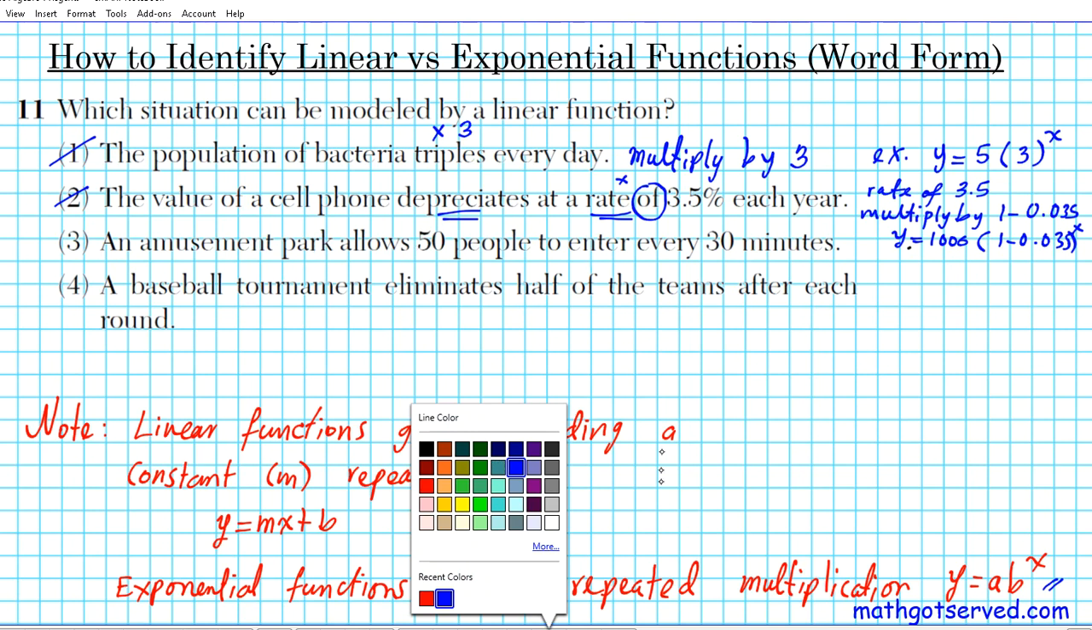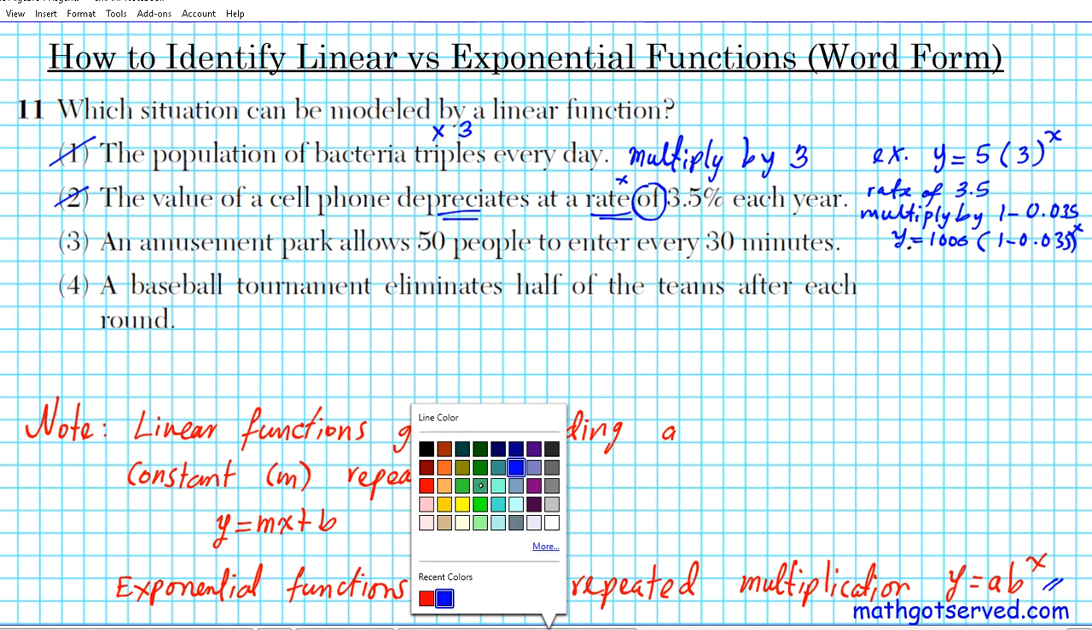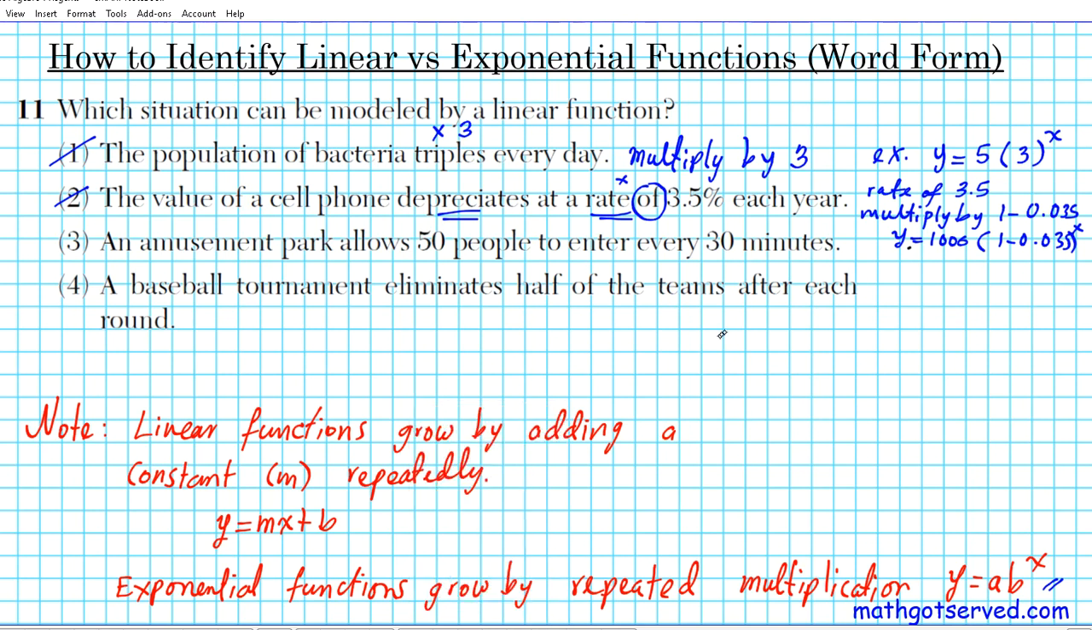An amusement park allows 50 people to enter every 30 minutes. So what do you think is happening here for this particular one? 50 people enter the park every 30 minutes. So that entry, what operation is it when people are entering the park? This operation right here indicates addition. Let's say you're adding $50 to your bank account every 30 minutes. If $50 is entering into your account every 30 minutes, it means addition, right?